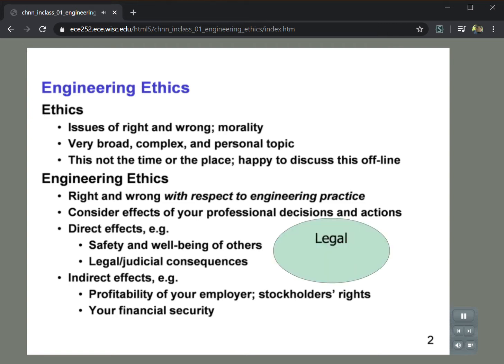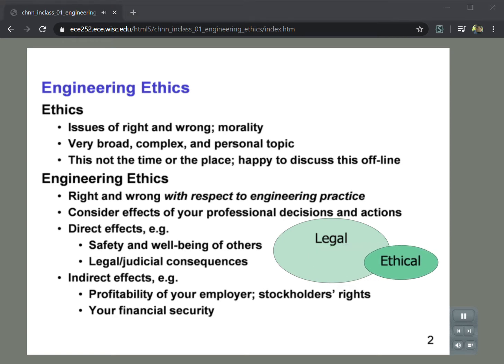You should be aware that what's considered ethical and what's considered legal are not necessarily exactly the same thing. It's clear that in many cases the set of actions that we would consider to be ethical are a strict subset of the things that we would consider to be legal, but that's actually not sometimes the case. Sometimes there are things that we would consider to be ethical based on our own personal standards that might actually fall outside the realm of legal activities.